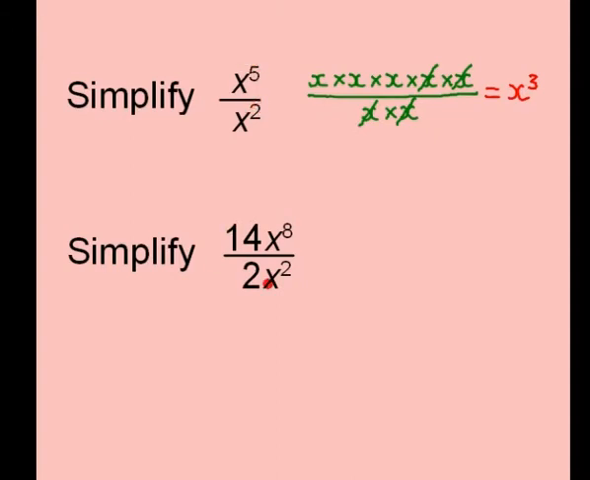I can now do this one quickly. 14 divided by 2 gives me 7. And x to the power of 8 divided by x to the power of 2 gives me x to the power of 6, because 8 take away 2 is 6.